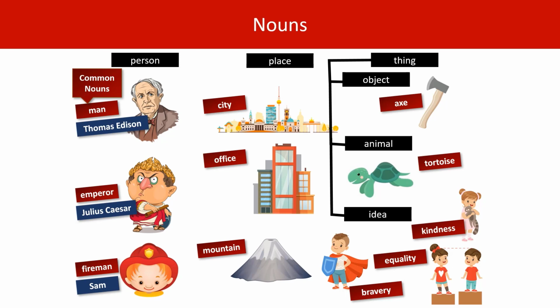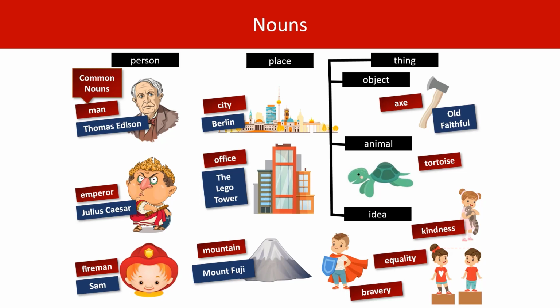So these words in blue are proper nouns, and they're the given names, usually personal names or titles, to make the word more specific. So this city is Berlin. This office block might be called the Lego Tower. This is an icon of Mount Fuji in Japan. This axe could be called Old Faithful, or this tortoise might be called Speedy.